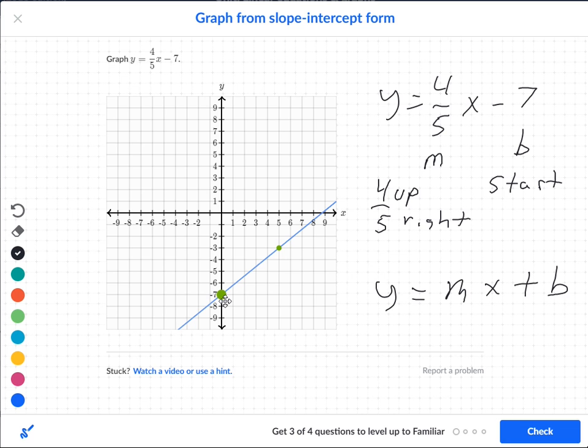Okay, so we start at -7, and we go up 4. 1, 2, 3, 4. Then we move to the right 5. 1, 2, 3, 4, 5. We see that's our other point. So let's check this.